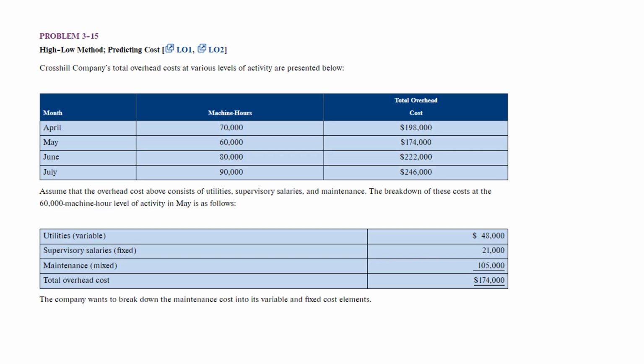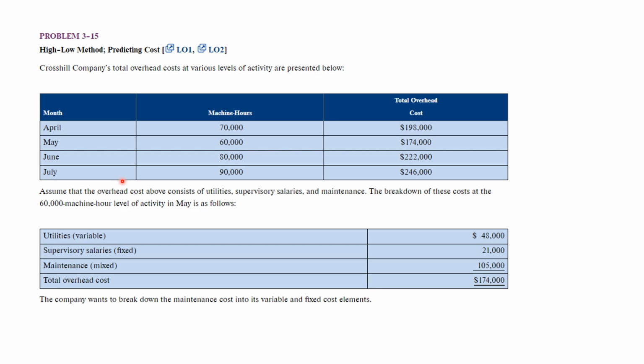So the last problem we're going to review is problem 315, the high-low method in predicting cost. Here we can see Cross-Hill Company's total overhead costs at various levels of activity are presented below. So here we have different months of the year, the different machine hours used during the months, and the total overhead costs for each one.